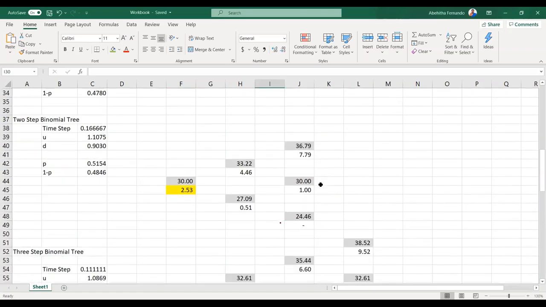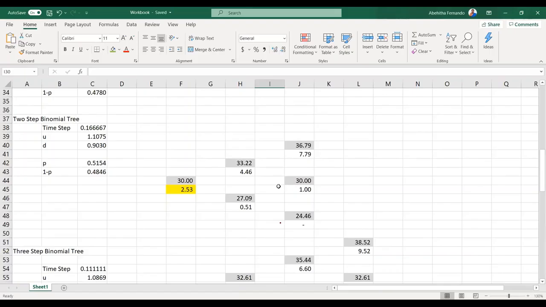And then if you look at the two-step, you should have got these answers for the two-step binomial tree. So if you consider two steps, the entire time period is 4 months. That means one step would be for how many months? One step would be for 2 months. 2 months will amount to 4 months, right? So the time step is 2/12. So that is the duration of the time step.